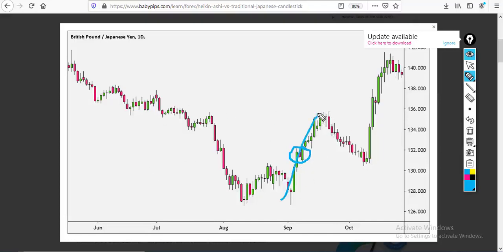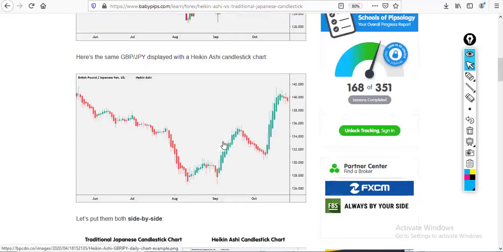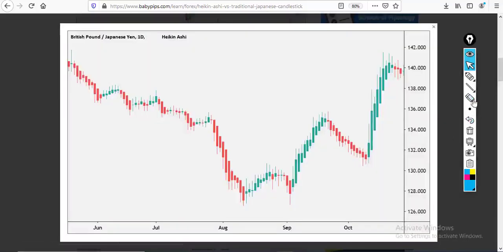Okay, so to the top side we see green. To the downside, we see green here. To the top side again, we see red. To the downside. So this is basically how the traditional Japanese candlestick chart looks like. Now what about the Heikin Ashi? Let's look. So for the Heikin Ashi, you see when it's going down, I mean it is the same pair.